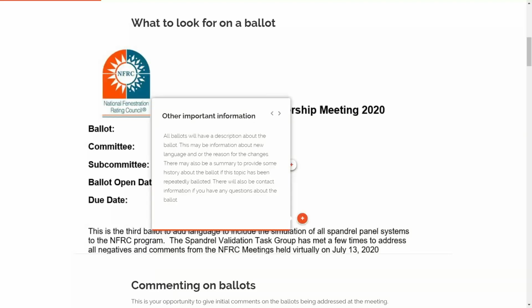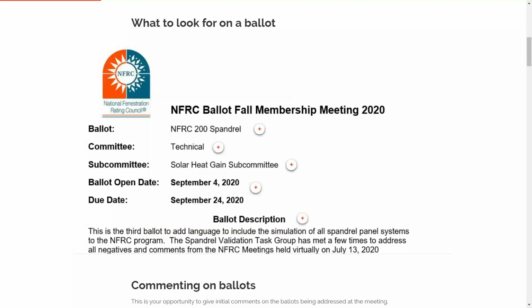The last important item here is the description of the ballot. This could be information about a new ballot, or why there are changes to the document's language. The description should also contain a summary to provide a history about a ballot if this topic has been repeatedly balloted. There will also be contact information. The liaison, the ballot author, and even the chair of the subcommittee or task group will have their email available. And if you're confused about the ballot, please contact staff or the ballot author for any assistance prior to submitting your ballot responses.